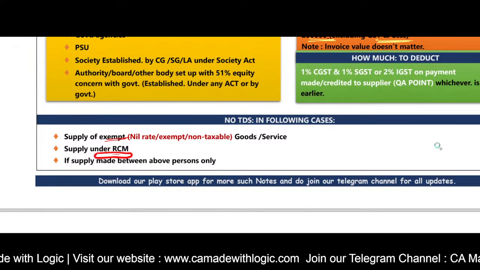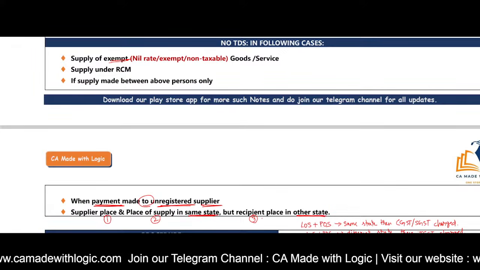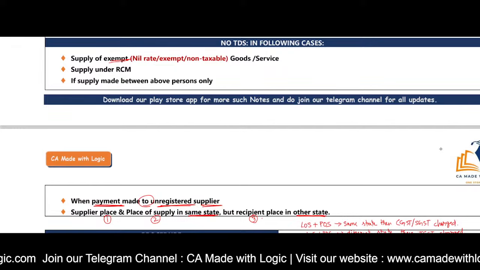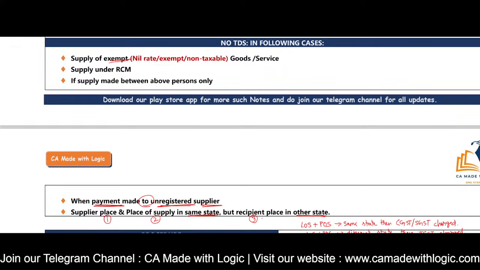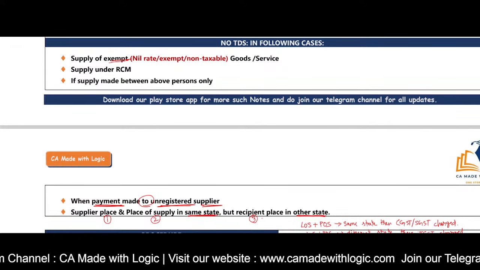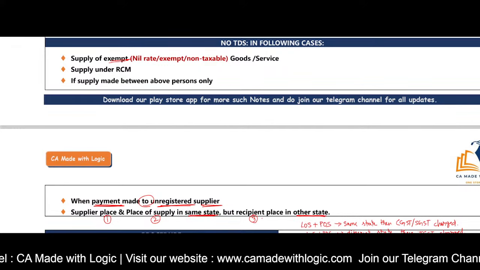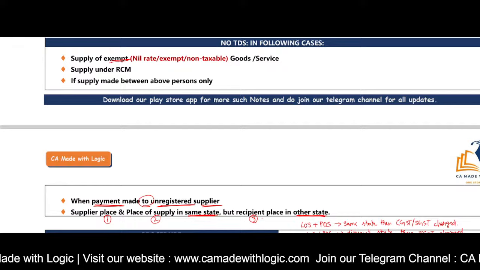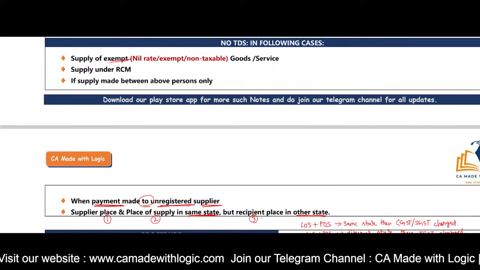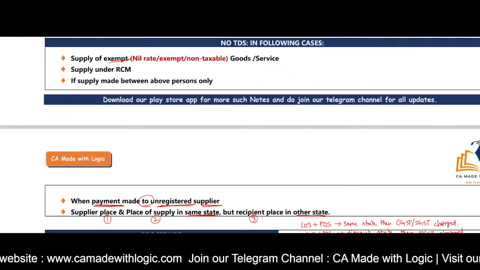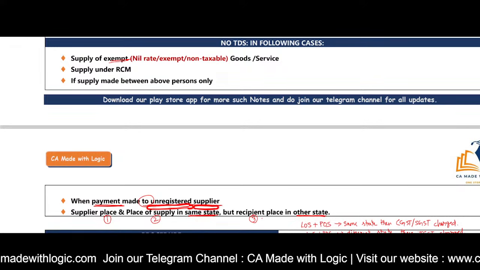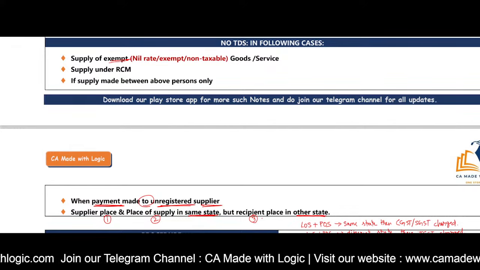And supply under any payment. For example, the government is making payment to an unregistered supplier. Focus on the words unregistered supplier. Then there is no requirement to deduct the TDS. Logically speaking, just imagine, if he is an unregistered supplier, then he will not have the electronic cash ledger or electronic credit ledger, nothing. He won't have any sort of ledgers. So he cannot take the credit of whatever TDS has been deducted. That's why the government has excluded it: if they are making payment to an unregistered supplier, then there is no requirement to deduct the TDS.